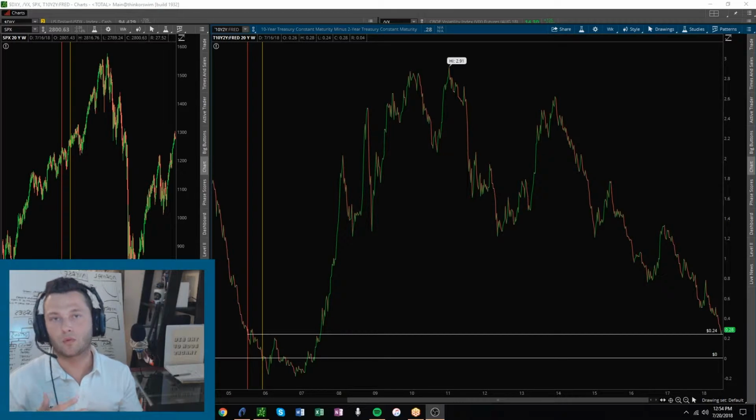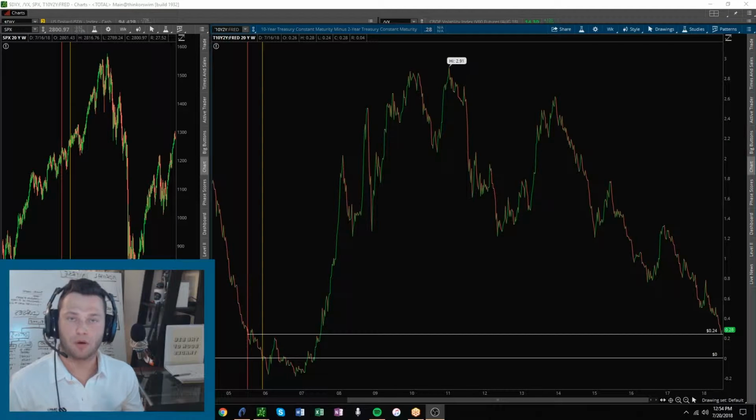And so what to do right now with the yield curve? There's not much to do except pay attention to it, see where it's going, and gauge your risks and exposures as we get closer to that zero line in the inversion. We're not there yet.